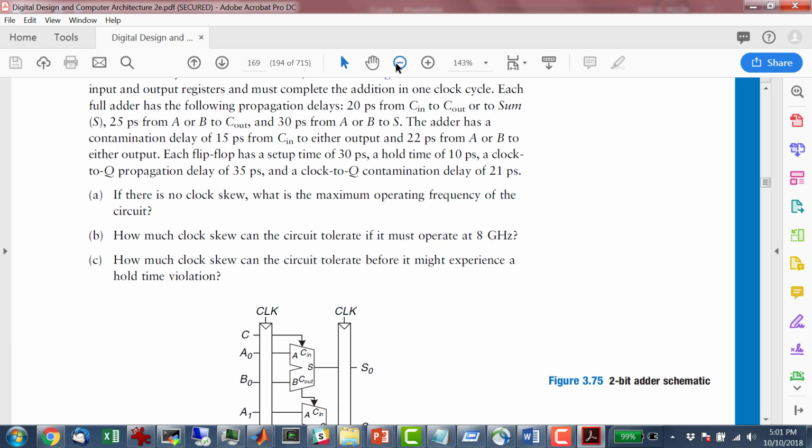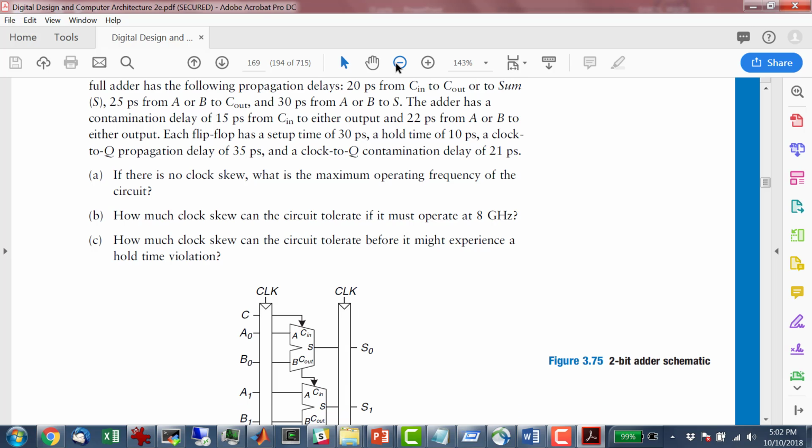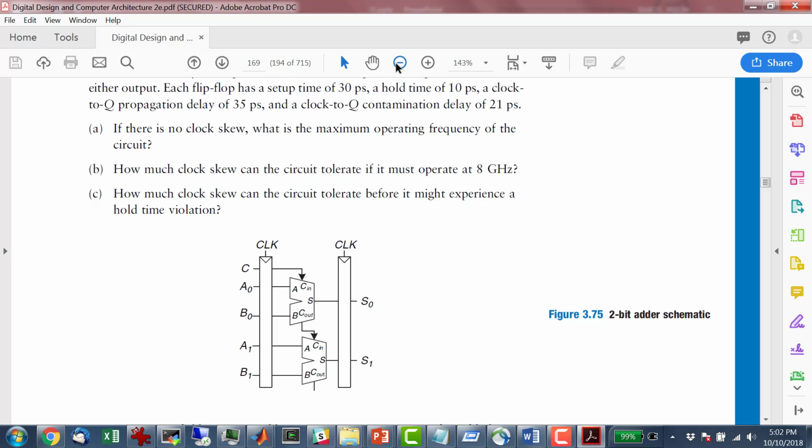And then once I come out of C out, I go to C in on the second adder. And from C in to C out, 20. So what's the total, 45? Yeah, I got 25 to get the C out, and then from C in to sum on the second adder would be another 20. So it would be 45, right? So that would be 45 plus the setup time.